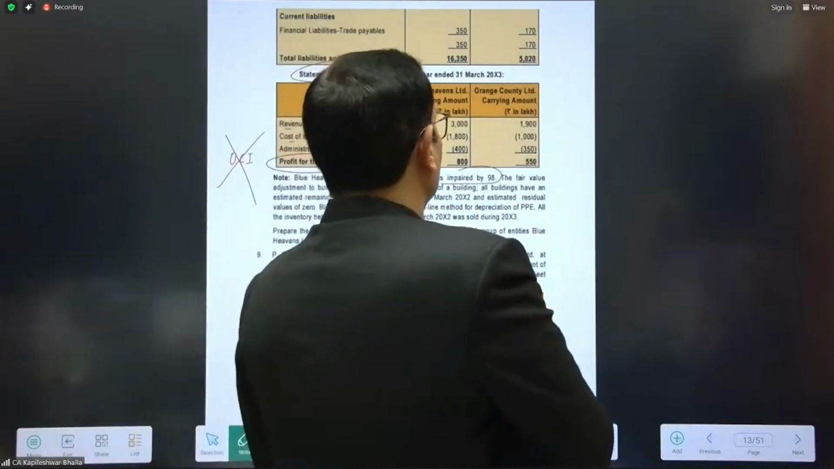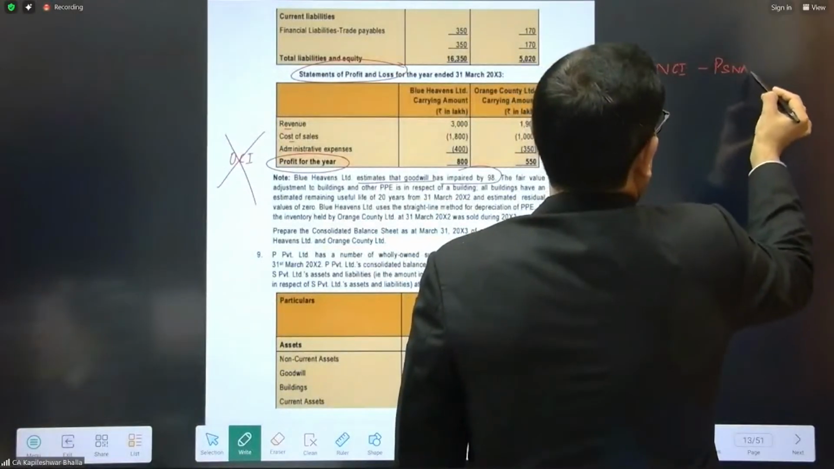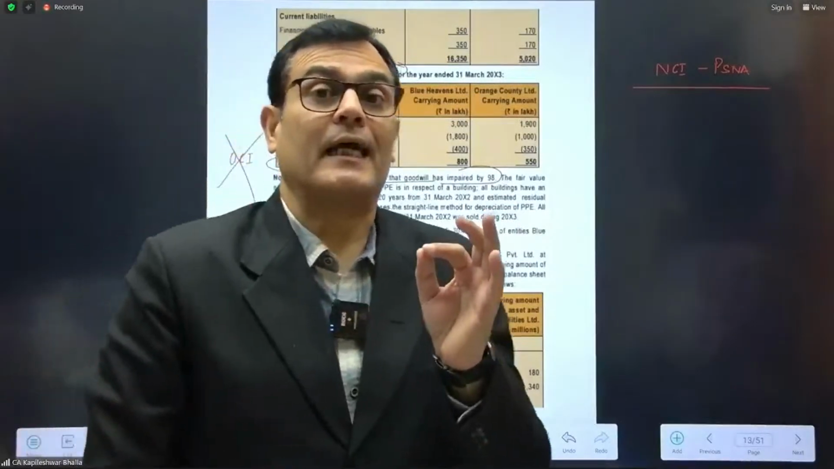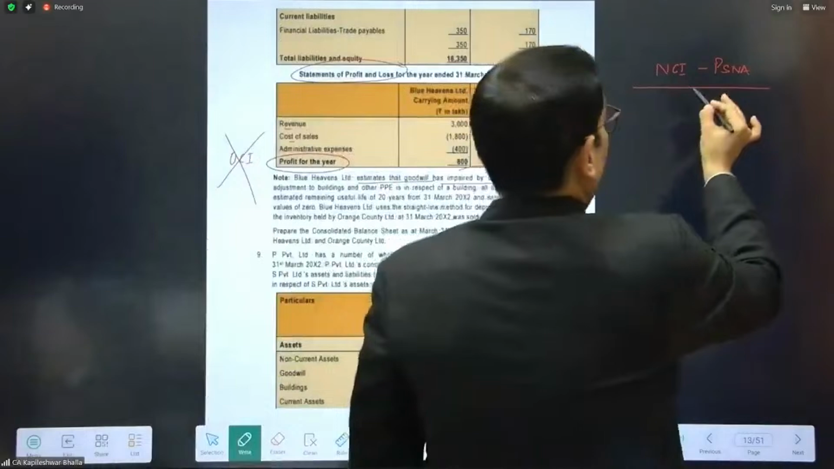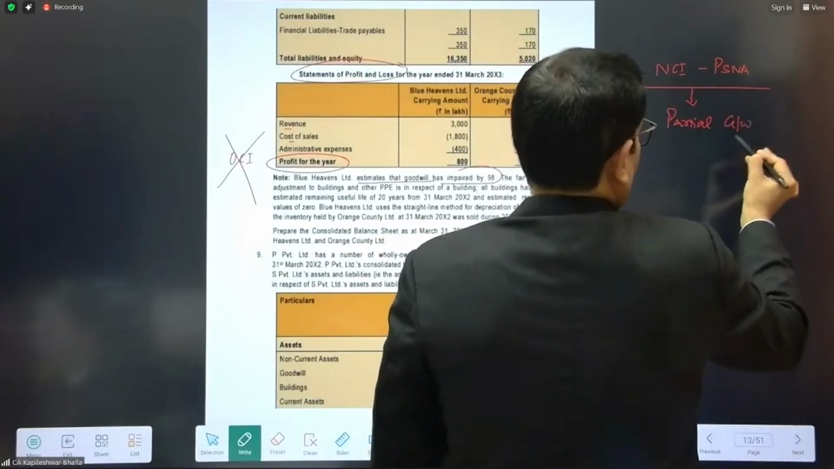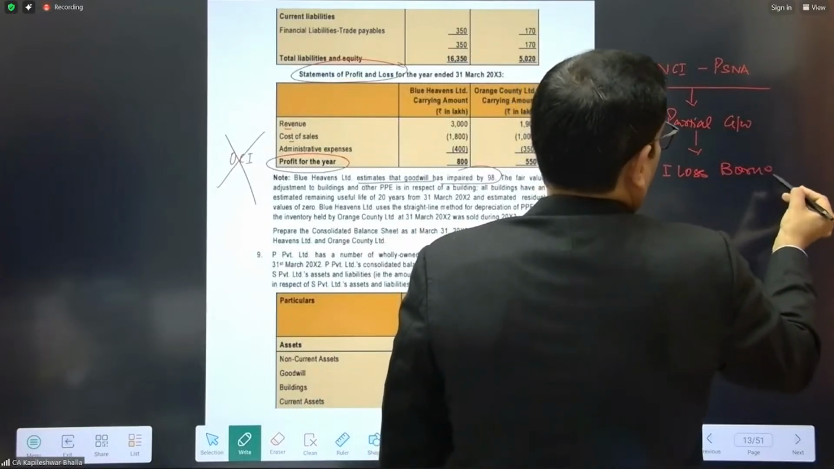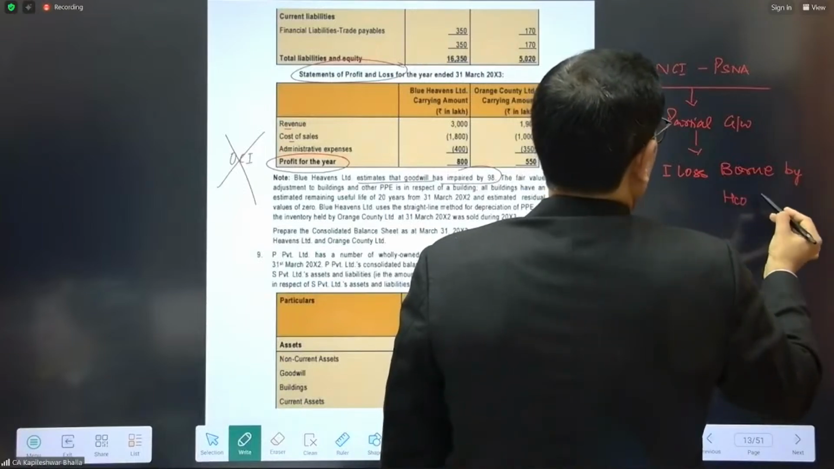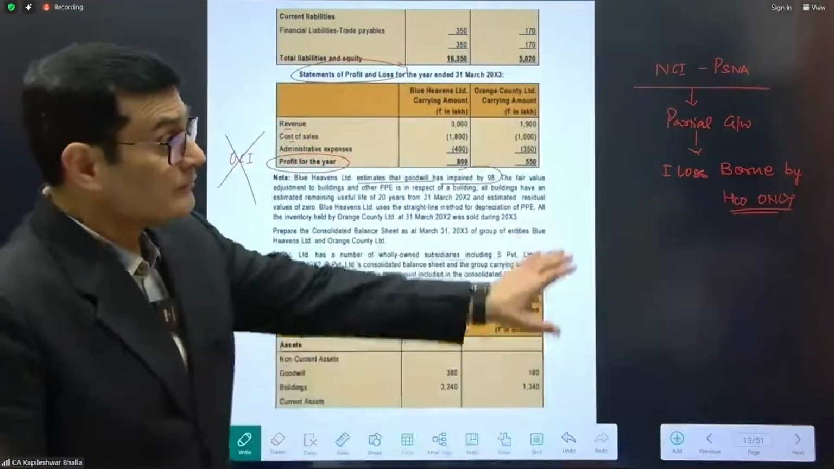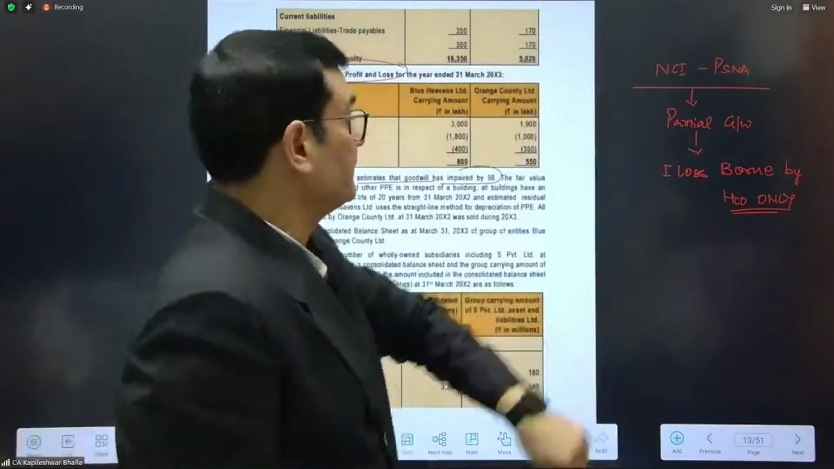Let me remind you that in this case, the NCI was taken at proportionate share. If you remember, when I did question number 7 with you, we took the NCI at proportionate share. If the NCI was at proportionate share, we can say we got a partial goodwill. And in the case of partial goodwill, the impairment loss is borne by the holding company only. The subsidiary is not required to bear the impairment loss, because the NCI is taken at proportionate share, therefore the goodwill impairment belongs only to the parent.